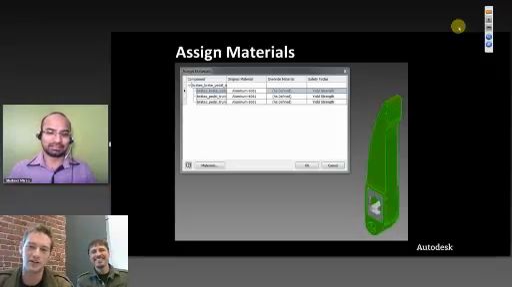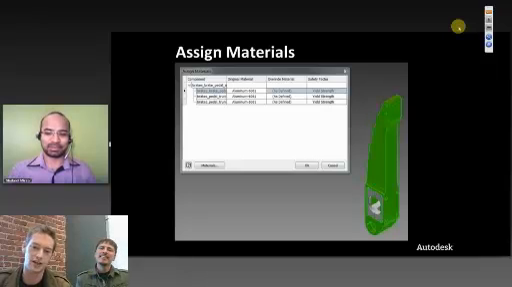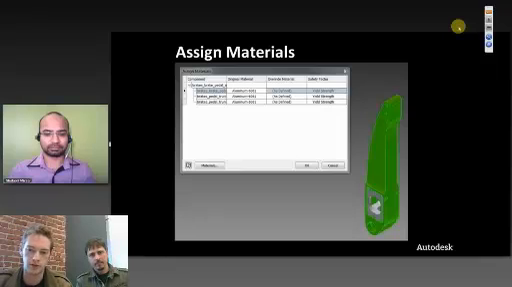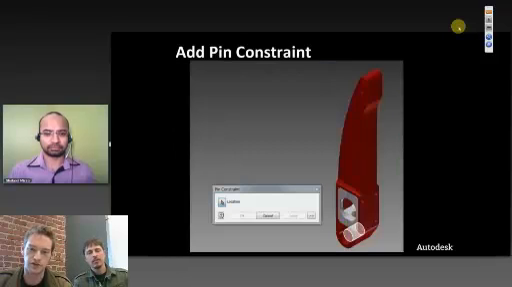So the next thing you're going to want to do is assign material. As I said before, a stress strain curve is different for every material, so it's really important that you use the right material, that you don't just say, oh, it's aluminum or it's steel. You get the right one down. This is going to be important for your factor of safety as well. So after you've assigned materials, the next step is to add constraints.